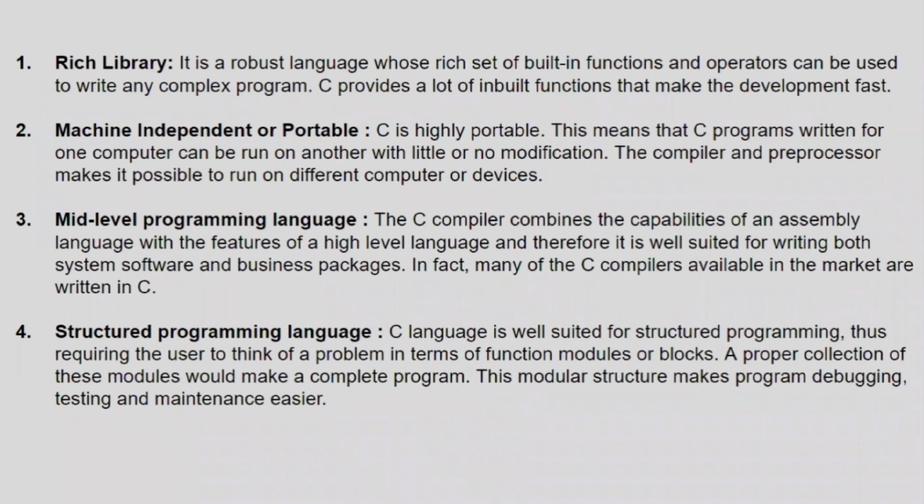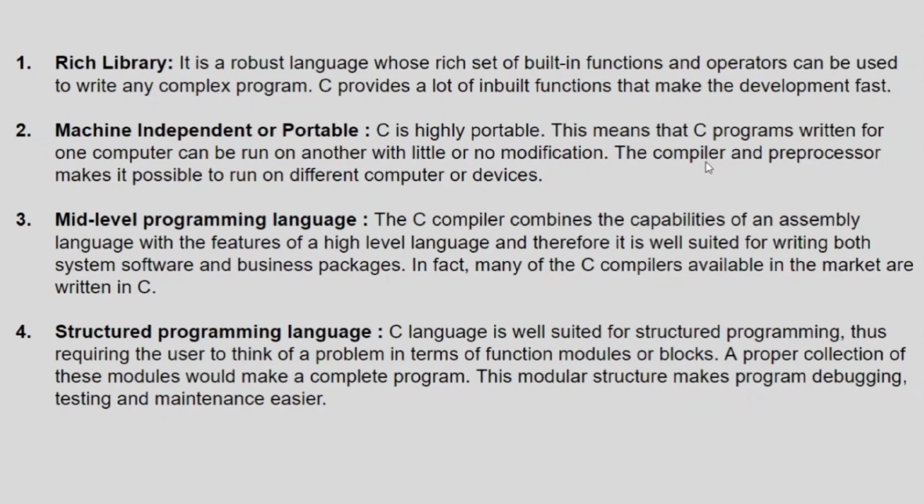Rich library. What do you mean by rich library? In the rich library, we get many built-in functions to write code, and we can develop very fast. It is a robust language whose rich set of built-in functions and operators can be used to write any complex program. C provides a lot of inbuilt functions that make development very fast. So C has many built-in functions, and therefore it has a feature called rich library.